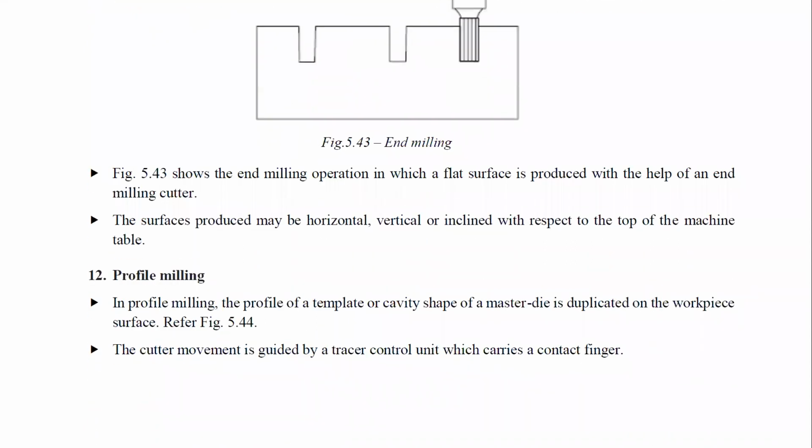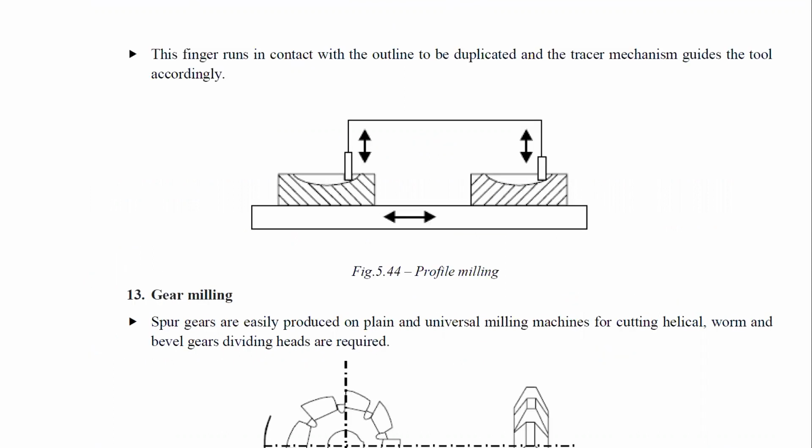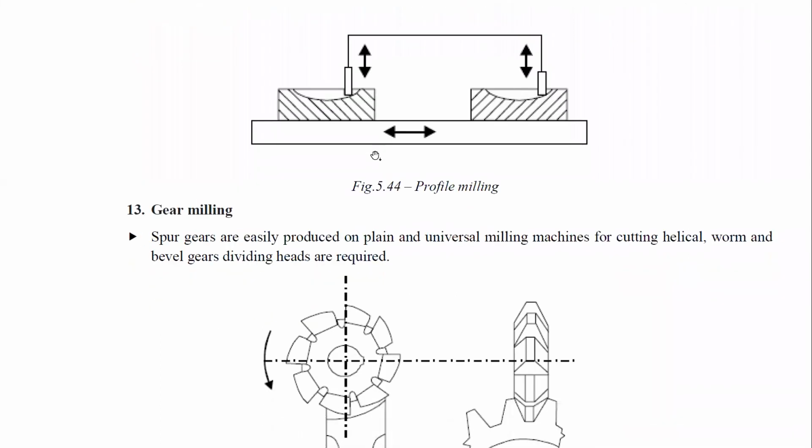Profile milling. In profile milling, the profile of the template or cavity shape of a master die is duplicated on the workpiece surface. The cutter movement is guided by the tracer control unit which carries a control finger. This finger runs in contact with the outline to duplicate and traces the mechanism to guide the tool accordingly. Suppose this one is the tracing finger and this one is our tool. Both will be moving simultaneously. This finger will move and the cutter will also move for profile milling.